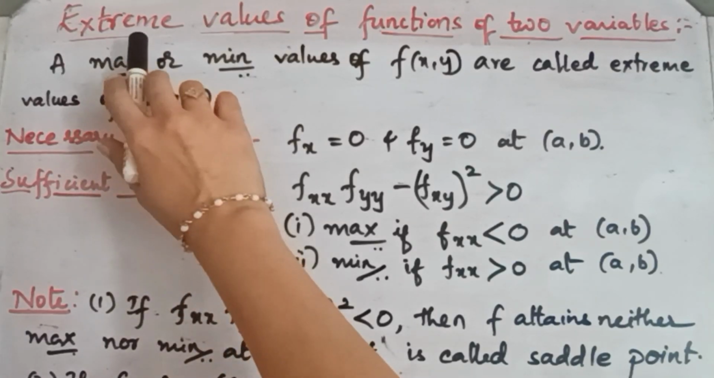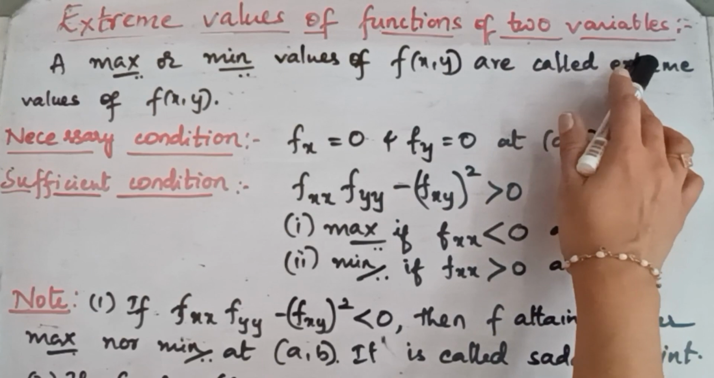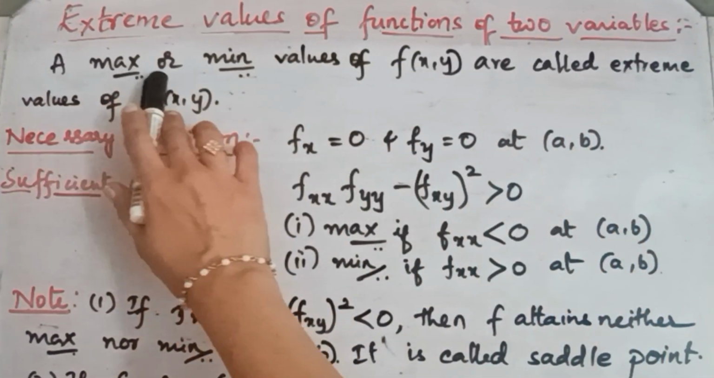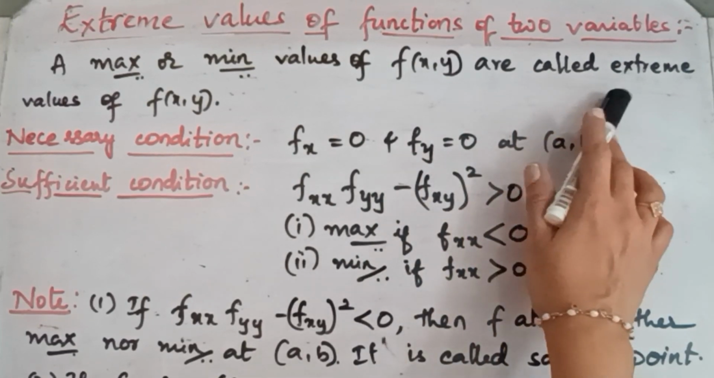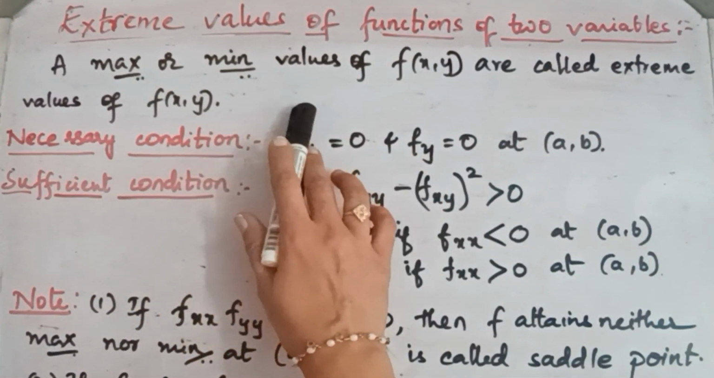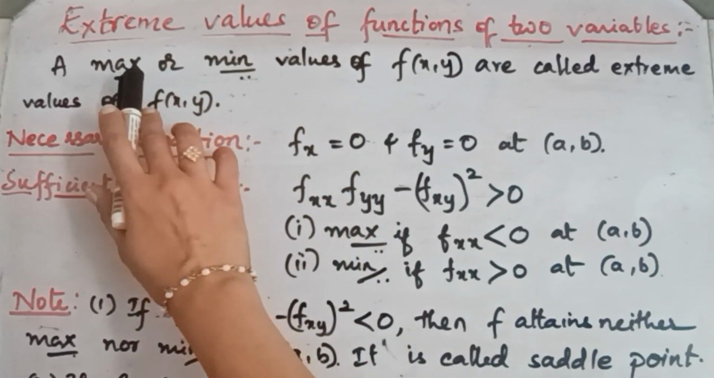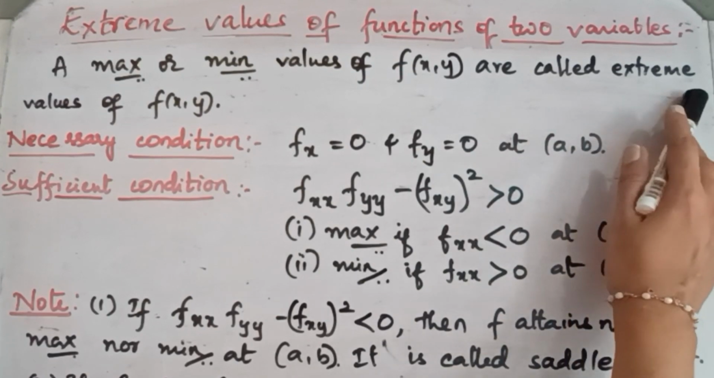In this video, I'll explain extreme values of functions of two variables. A maximum or minimum value of f(x, y) is called an extreme value of the given function f(x, y). It can have either a maximum or a minimum, and that is called an extremum.